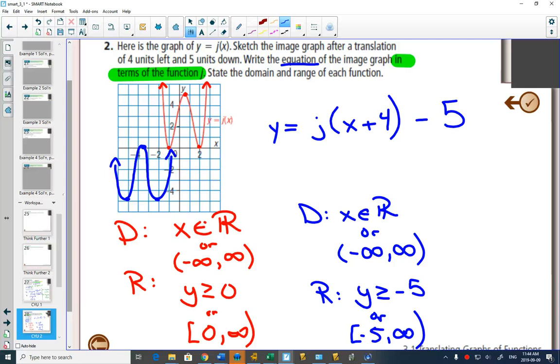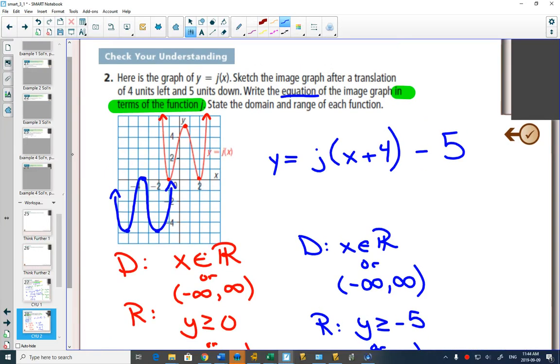So again, we reread the question quickly. We've sketched the image graph. We've written down the equation in terms of the function j. We've stated the domain and range of each question, so we've done everything we needed. Questions for practice are 8, 9, and 10.